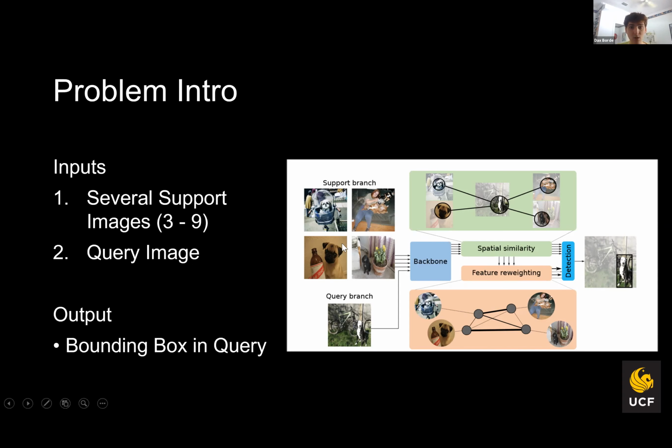So you can kind of see on the right here, on our support branch, we have 4 pictures of dogs. We have a query image with the dog in it. We want to put a bounding box around the query image with the dog.